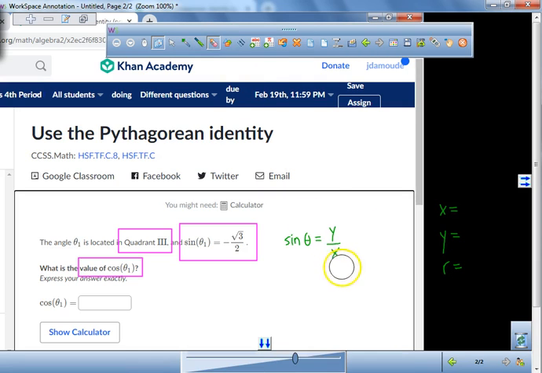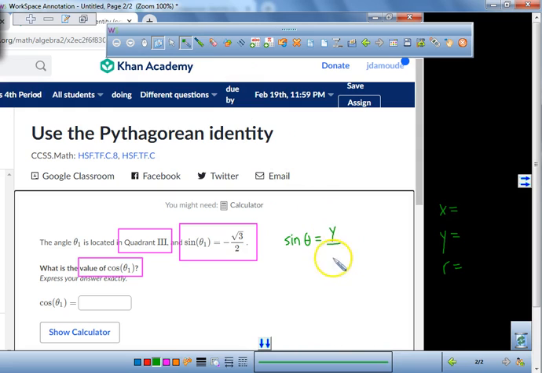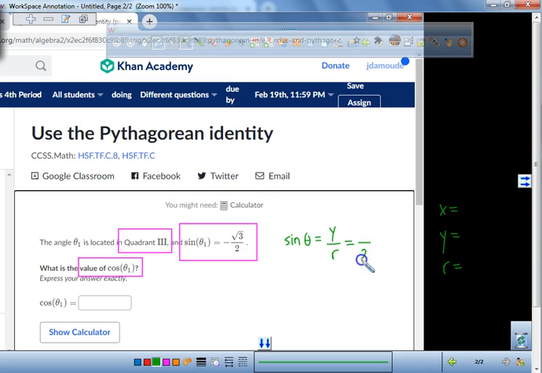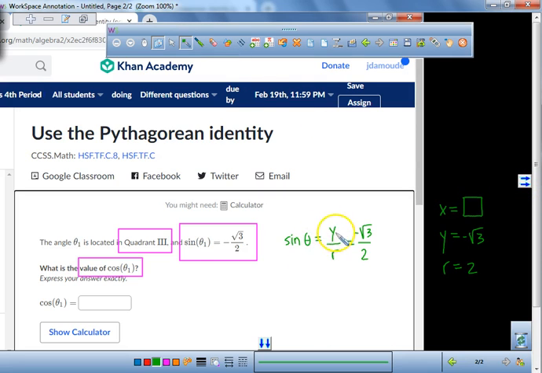And I apologize, it's y over r. Why did I do that? I don't know. There we go. Sine is always y over the r value. So what's the r value? Our r value is 2, and our y value is negative radical 3. So right here, put r is 2, y is negative radical 3, and we are going to find our x value, okay? So all I want you to do right now is put the sine of theta is y over r.